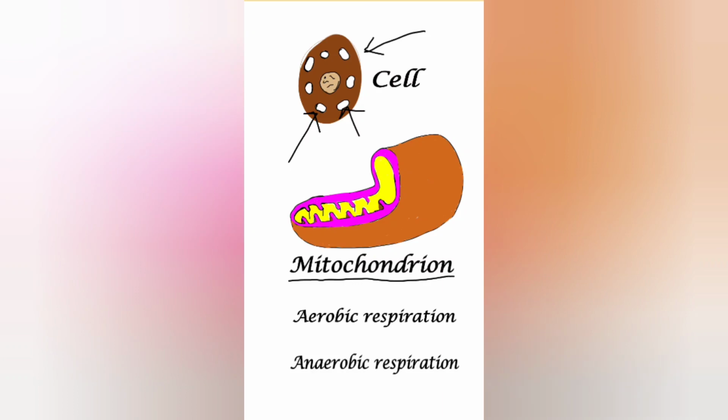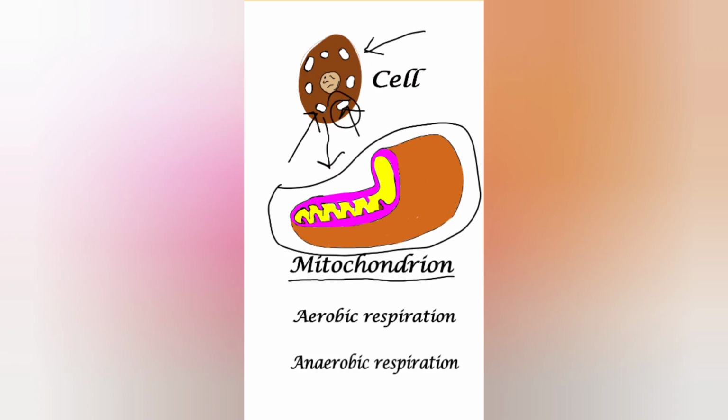Singular is mitochondrion, plural is mitochondria. I have magnified one of that and made this one huge, the magnified form of that white one, this one, mitochondrion. So this is the place in the cell where respiration will take place, where it will occur.